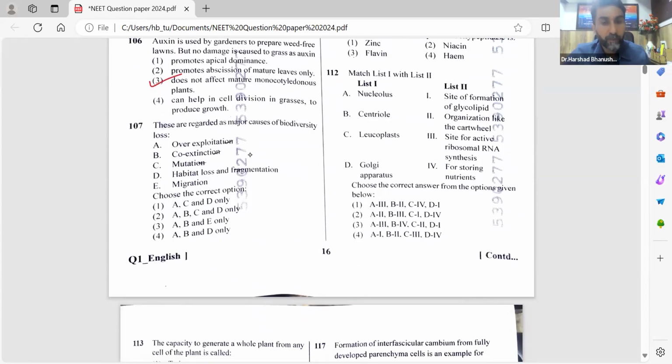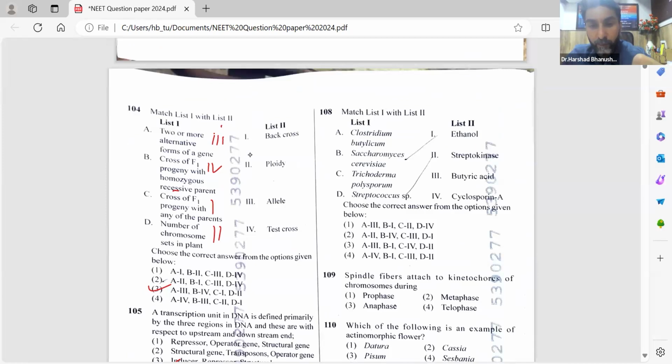Major causes of biodiversity loss would be over exploitation, would be co-extinction. Then you would have habitat loss. The other two, C and E, are not the ones which are the causes. So it will be A, B, and D, which is option number 4.